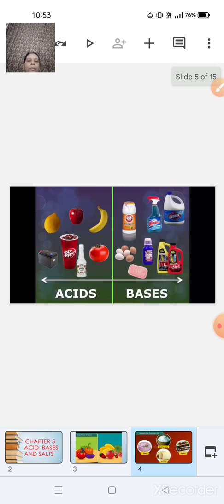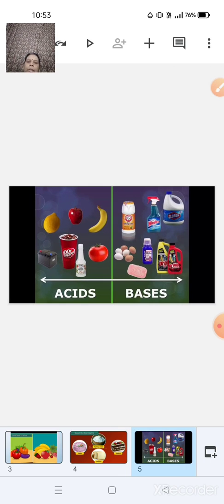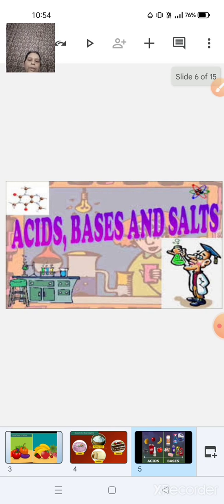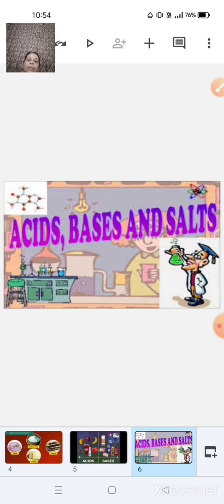So children, all the food that we eat has some chemicals or the other. When we consume them, we come to know about their taste. But is it necessary to taste all food, especially unknown food? No, one should not. So we will be studying acids, bases and salts in this chapter.